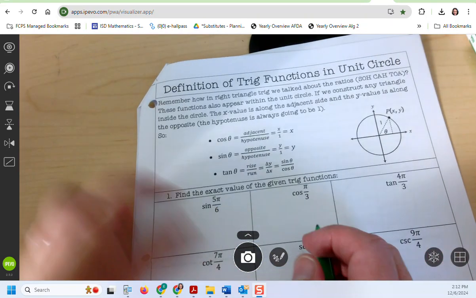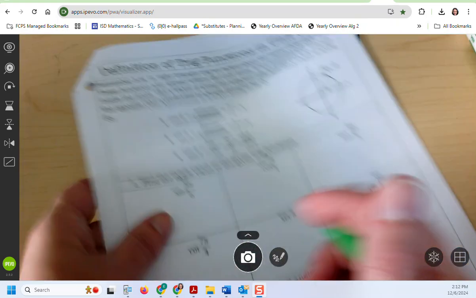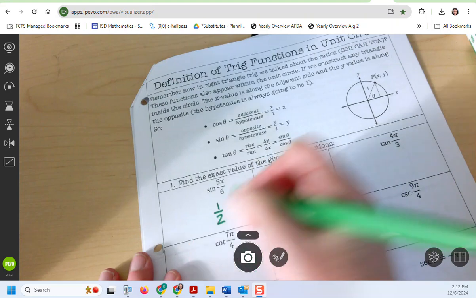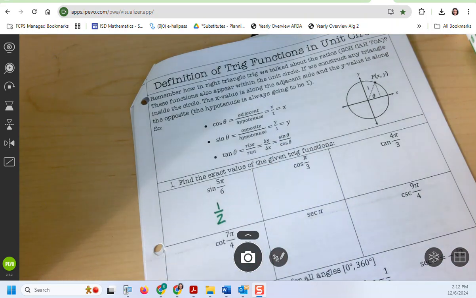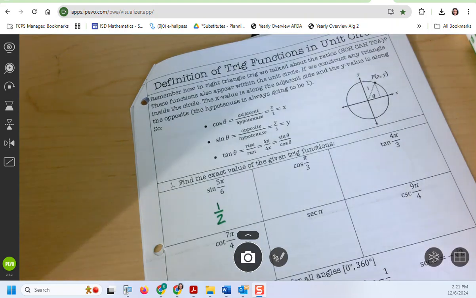So sine 5 pi over 6, I go to the circle, 5 pi over 6, I find the y value, my answer is 1/2. That's it. All right, so please work on the problems on that page. All right, folks, I'm going to ask you to quiet down so I can help you check your work on these.